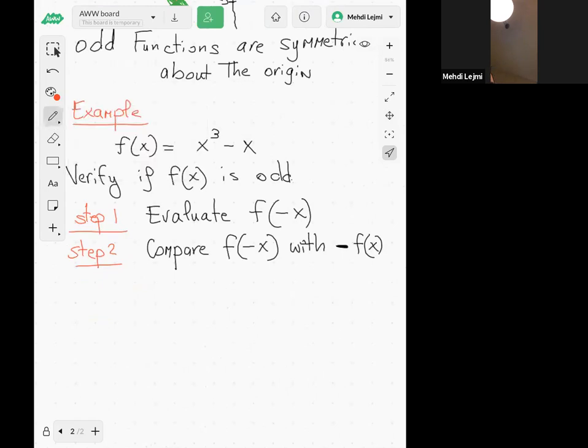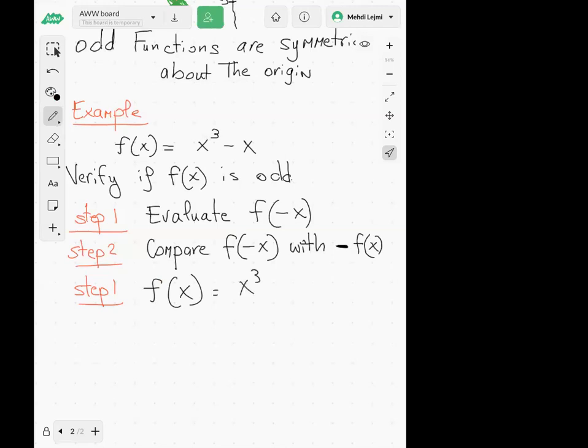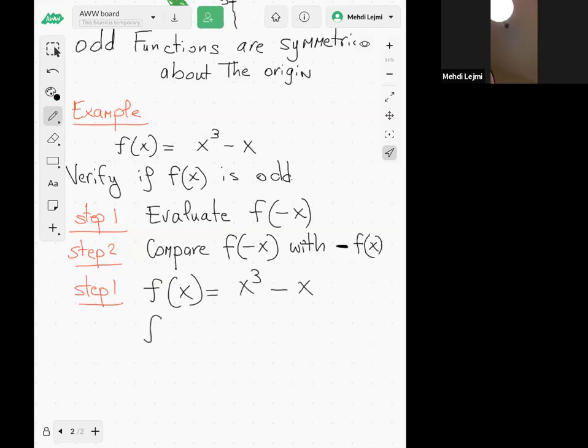Okay, so first step. As usual, we need to find this f of minus x. I'm going to write down first the function given in the problem. It's x cubed minus x. And then I need to find f of minus x. So replace x by minus x, this x here and this x here.